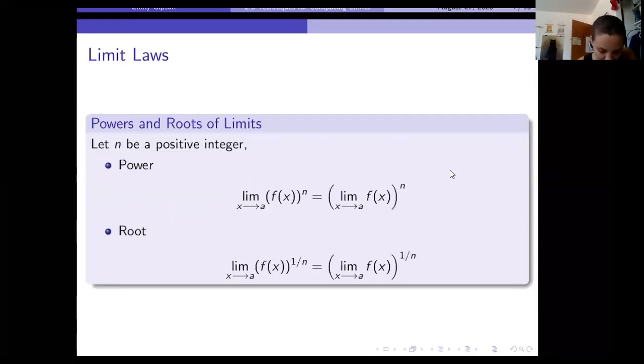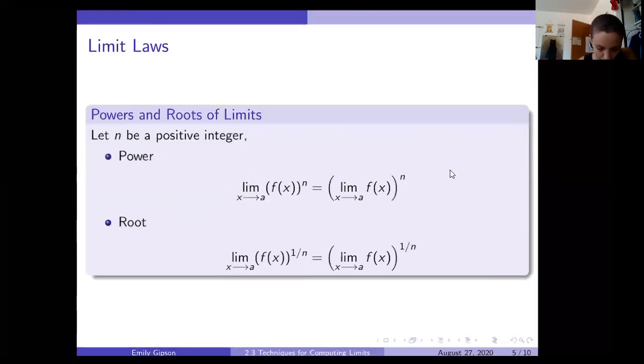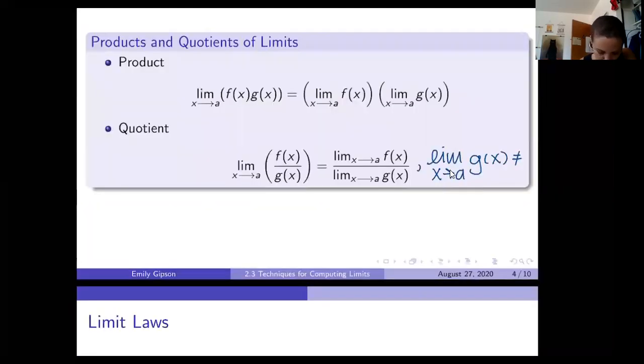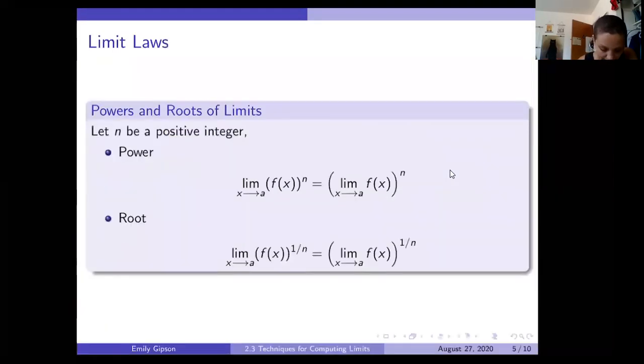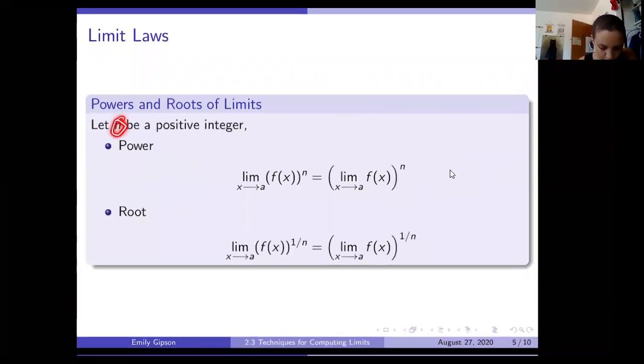Finally, we have the power rule and the root rule. So let n be some positive integer. And an integer is just a whole number including 0. So we have plus or minus 1, plus or minus 2, etc., etc. So the limit as x approaches a of f of x to the power of n is the same as the limit as x approaches a of f of x, quantity to the power n. So all we did was pull that out.